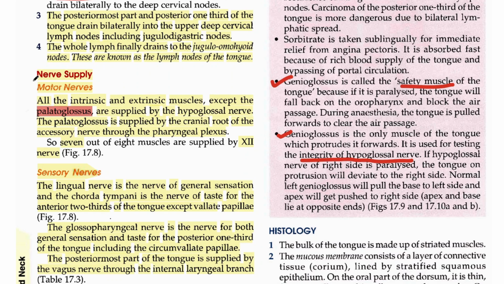So every organ has a sensory and a motor supply. First we'll start with the motor supply. All intrinsic and extrinsic muscles except the palatoglossus are supplied by the hypoglossal nerve, which is the 12th cranial nerve. So there are a total of 8, 4 intrinsic, 4 extrinsic. All the muscles are supplied by the hypoglossal nerve except for the palatoglossus, which is supplied by the cranial root of the accessory nerve through the pharyngeal plexus. That is about the motor supply of the tongue.